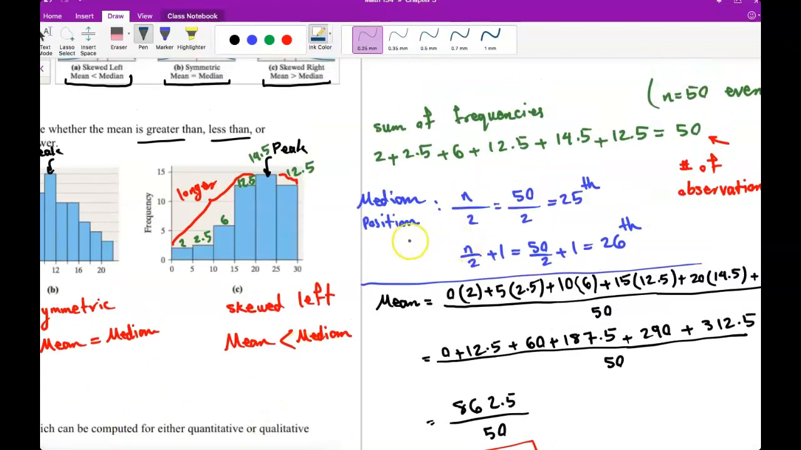Now let's see where our median is. Median is, adding all these, we have 2 plus 2.5 plus 6 plus 12.5 plus 14.5. We have 10.5. This is 23. So obviously 25th is here and also 26 is here. So here we have median.